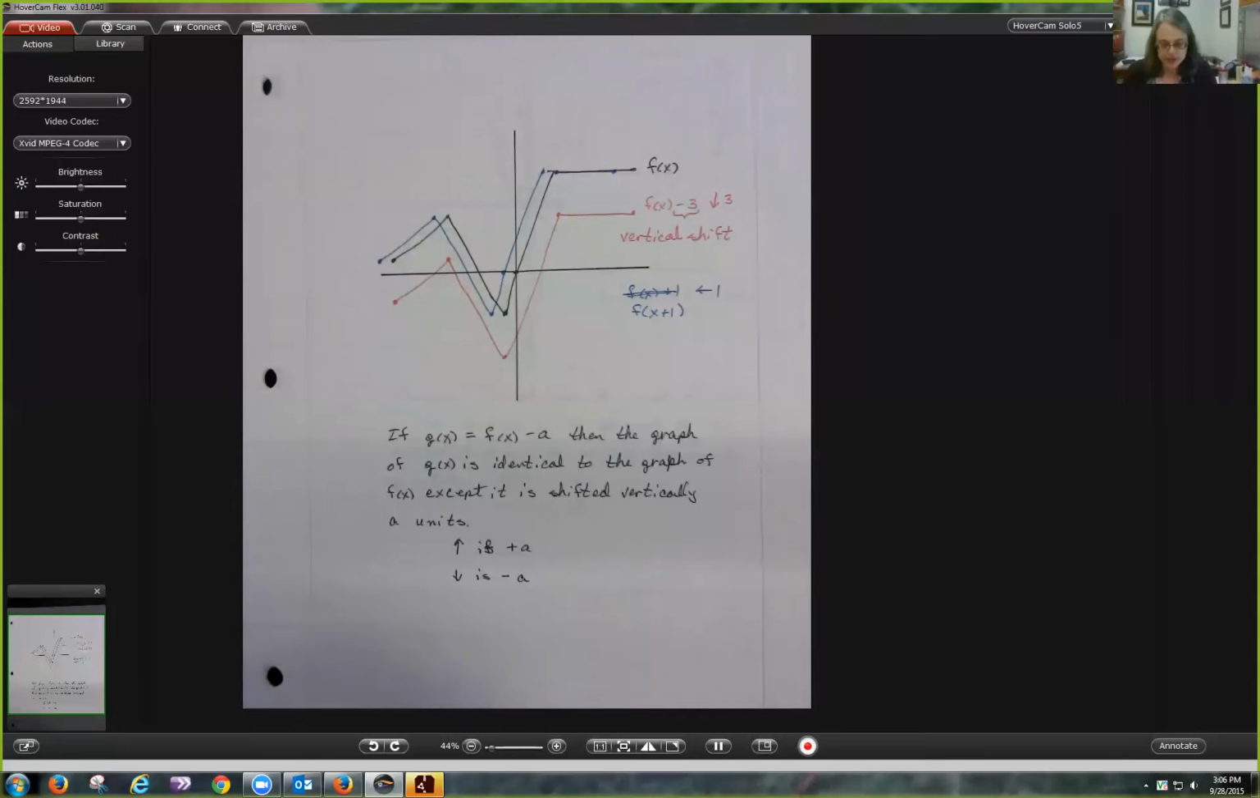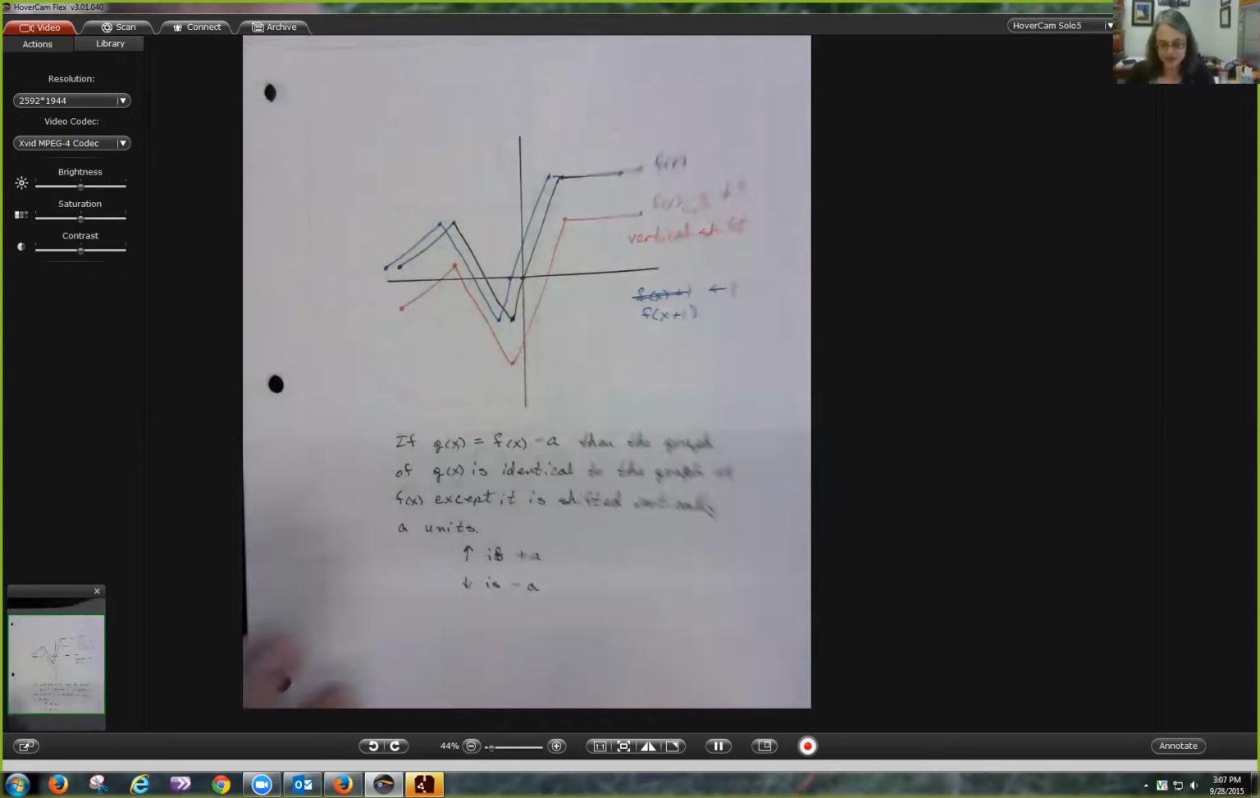Now, I don't want to do it on this graph, so I'm going to make a new graph because it's going to get really messy if I do this on this one. But we can have both a horizontal and a vertical shift or translation. Shift, translation kind of means the same thing.